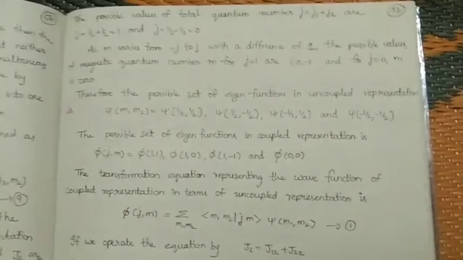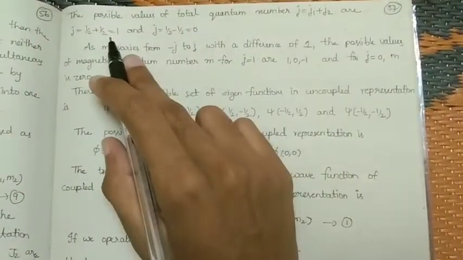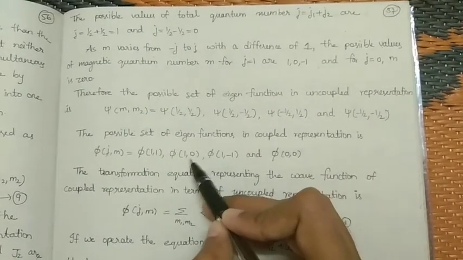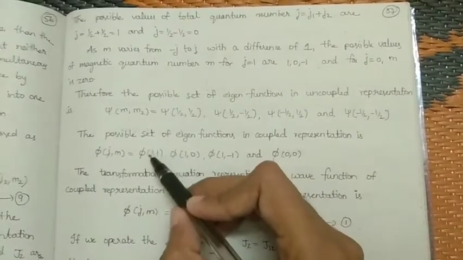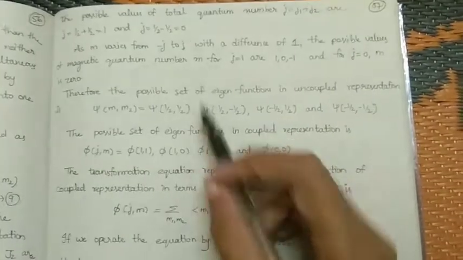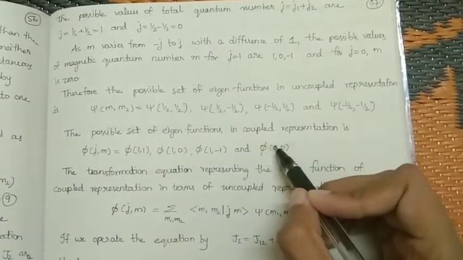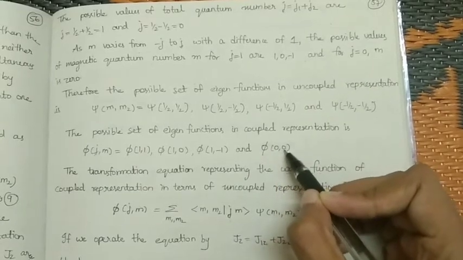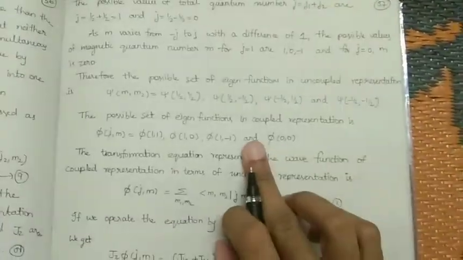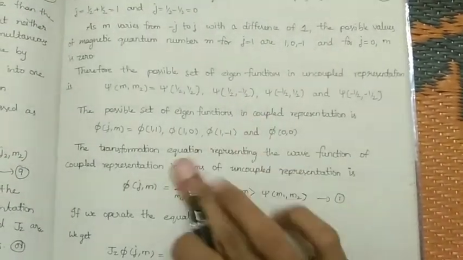So as we have j equals 1, when j equals 1, the m values are minus 1, 0, 1. So j equals 1 with m equal to minus 1, 0, 1. And when j equals 0, the m value is 0. So these are the possibilities in the coupled representation.